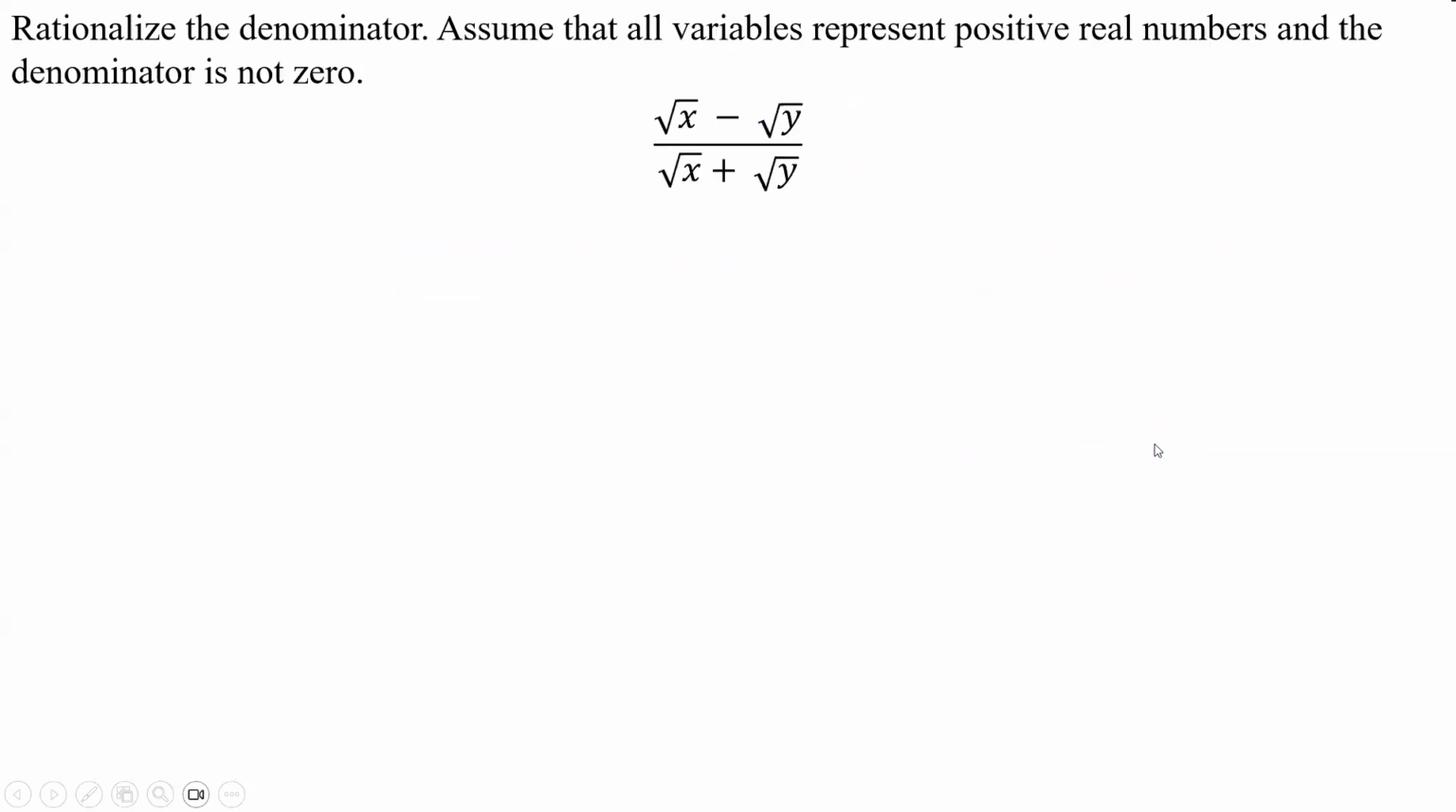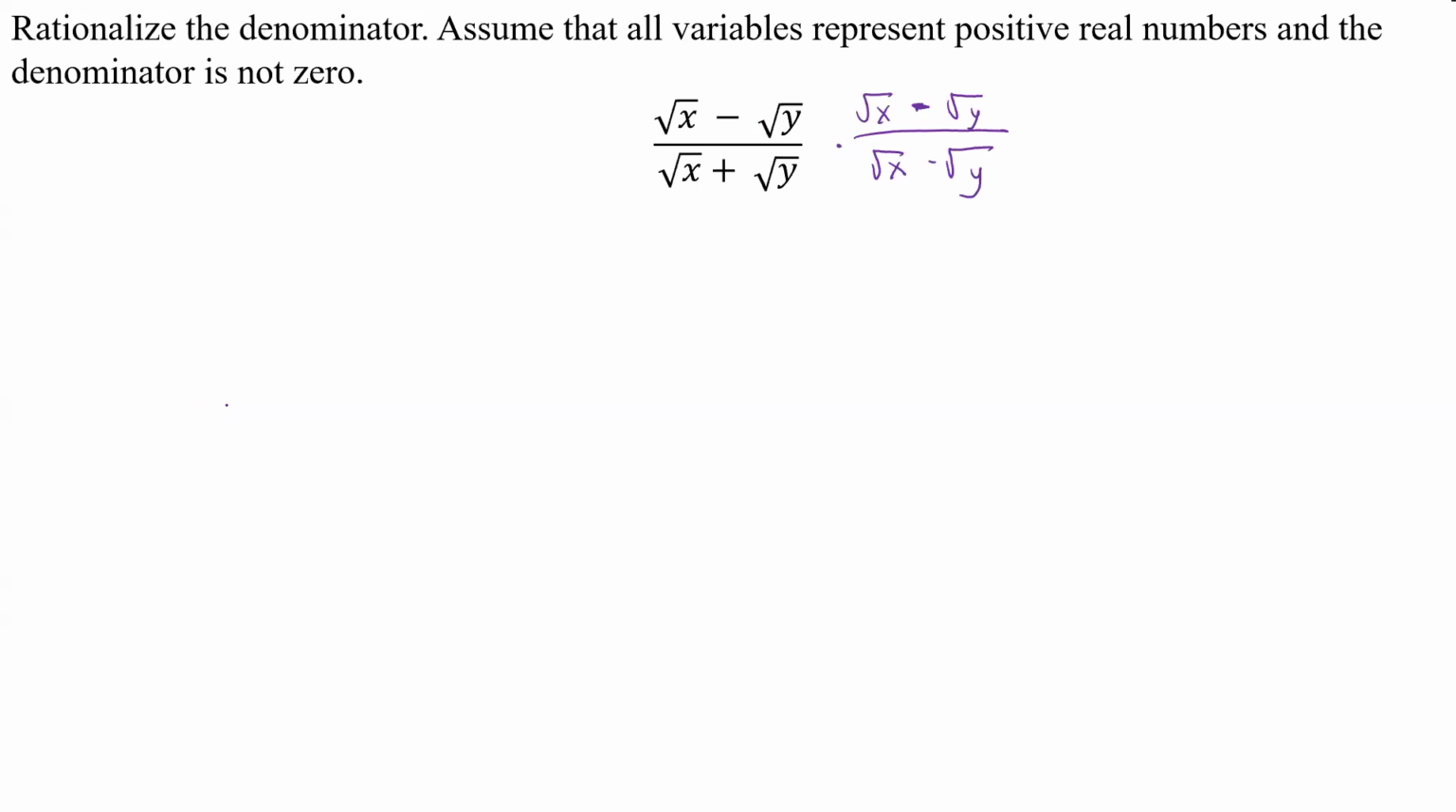Now, how about this one? All right, so assume all variables represent positive numbers and the denominator is not 0. All right, so what we need to do is get rid of square roots. So let's multiply by the square root of x minus the square root of y. And if we do it down there, that's a minus. We do it up here as well.